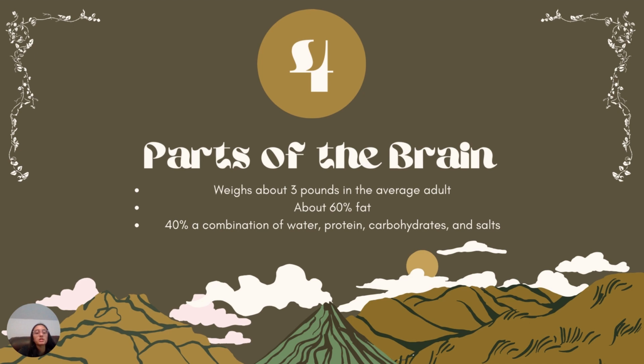Fifth topic, we're going to discuss the parts of the brain. The brain weighs about 3 pounds in the average adult and is made up of about 60% fat and 40% of a combination of water, protein, carbohydrates, and salts.